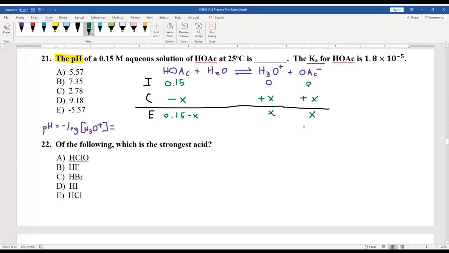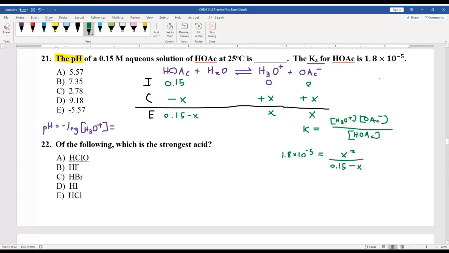Positive products. Okay, so the equilibrium constant for this reaction is the concentration of H3O plus times the concentration of OAc minus over the concentration of HOAc. Then if I plug in my numbers, it's 1.8 times 10 to the negative fifth is equal to x times x, which is x squared, over 0.15 minus x.